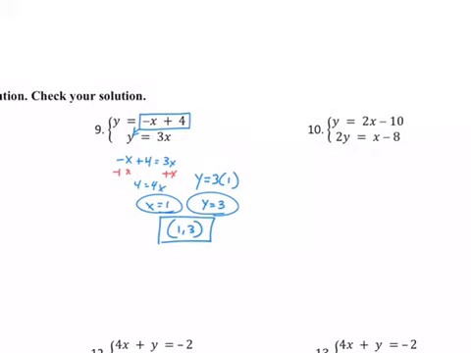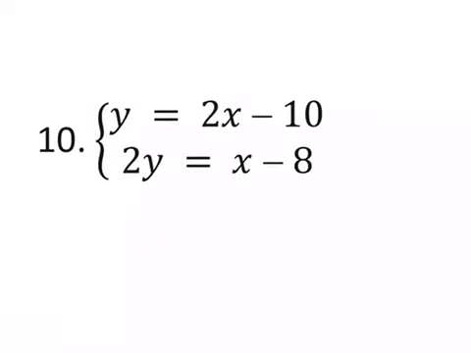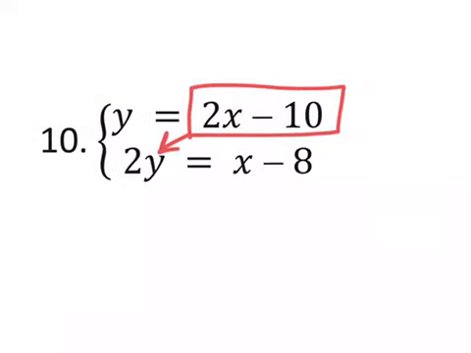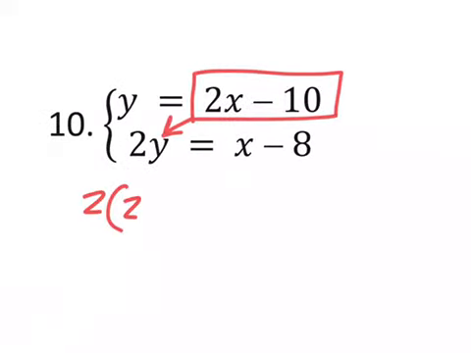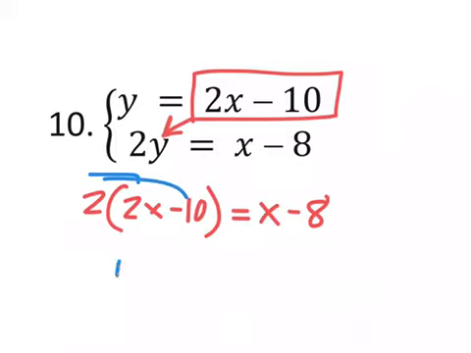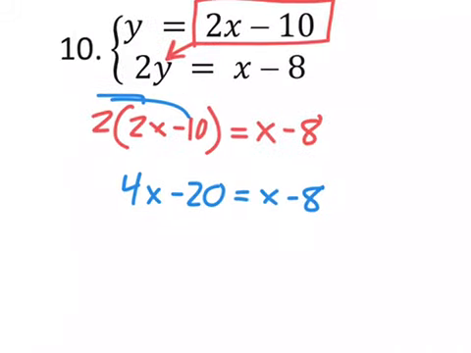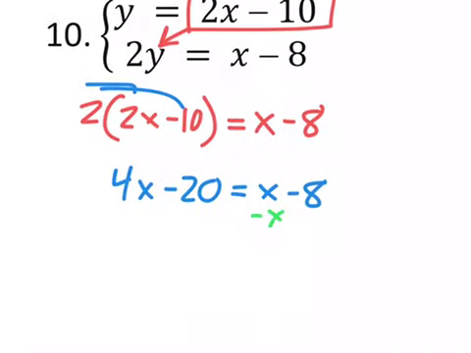This one here, couple options, but what I would do is recognize, hey, this is equal to y, substitute it in for that y. So now I've got 2 times 2x minus 10 is equal to x minus 8. We've got some distributive work here, so we have 4x minus 20 is equal to x minus 8. So I want to gather my variables on this side. So we got 3x. I'm going to gather my constants on the other side. So 3x is equal to 12.